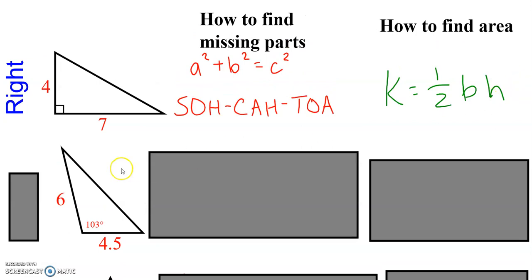Then, for this type of triangle, this is one where you know two sides and their included angle: side, angle, side.